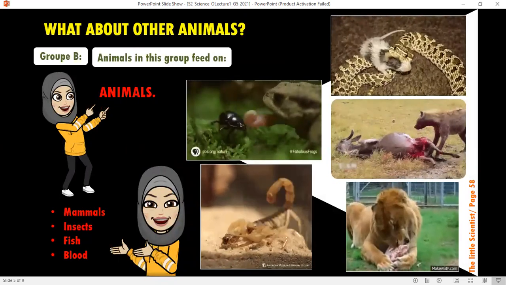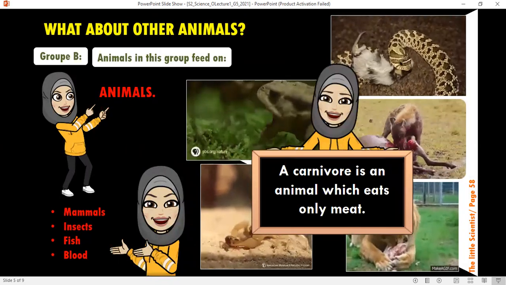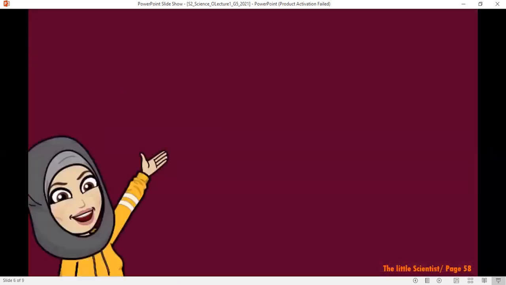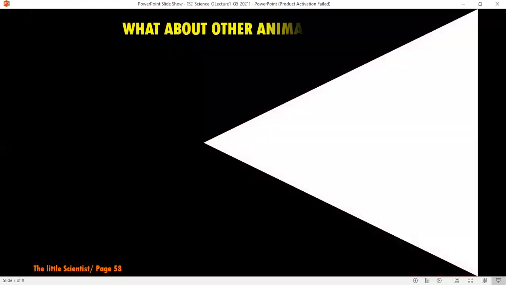as the mosquito, for example, are called carnivores. Carnivorous animals are animals that feed on other animals. They feed mainly on meat. Meat includes insects and different animals. What are some examples? Eagles, owls, tigers, frogs, spiders, for example. These are all carnivores. So till now you know, herbivores feed on plants, carnivores feed on animals.